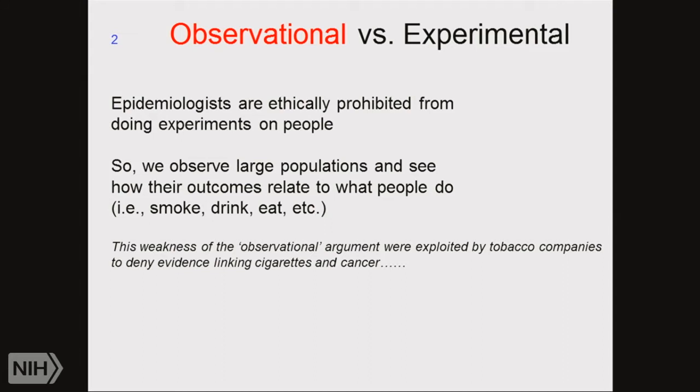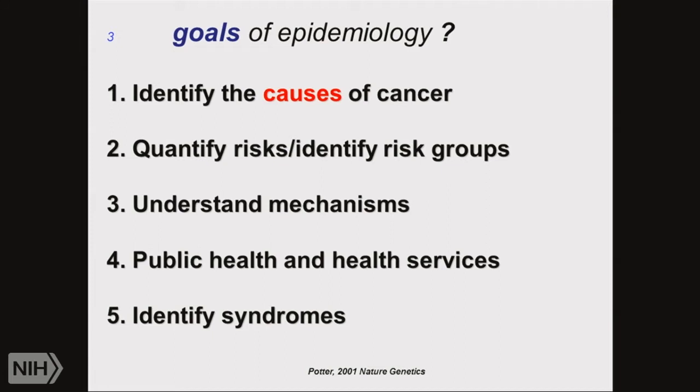Consequently, epidemiologists are concerned with the idea of establishing causality, because what our study designs allow us to do is formulate statistical associations, and those associations can be quite strong, but they may not be mechanistically compelling. And so we like to assemble evidence from other domains to make those arguments as compelling as possible. And I'll give you some examples as we go forward. So the goals of epidemiology generally: identify the causes of cancer, quantify the risks, elucidate the mechanisms where possible.